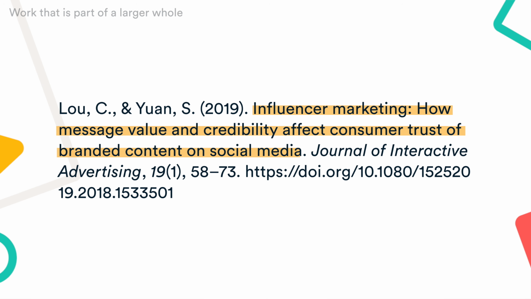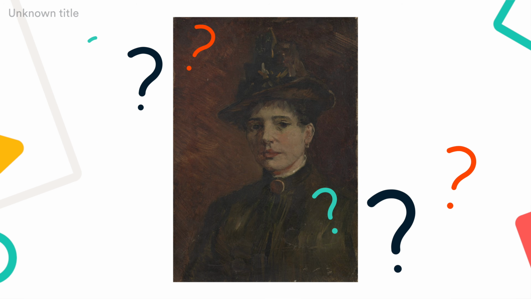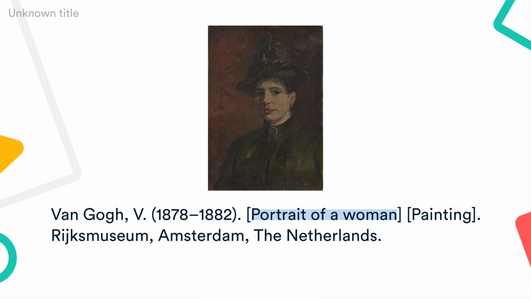When citing a work that is part of a larger whole, the title of the work appears in the title component. Use sentence case capitalization with no styling. And the title of the larger whole appears in the source component in italics. If a work does not have a title, like this painting from Van Gogh, provide a description of it in square brackets in place of the title. Well, it is a portrait of a woman.